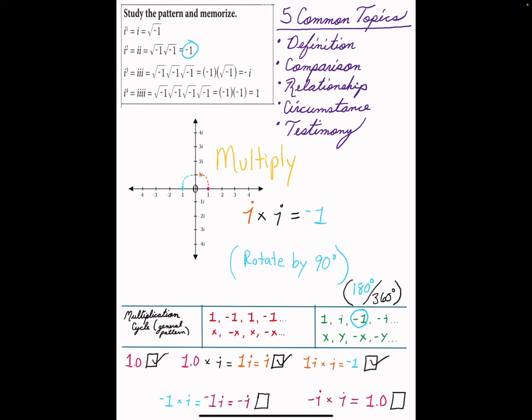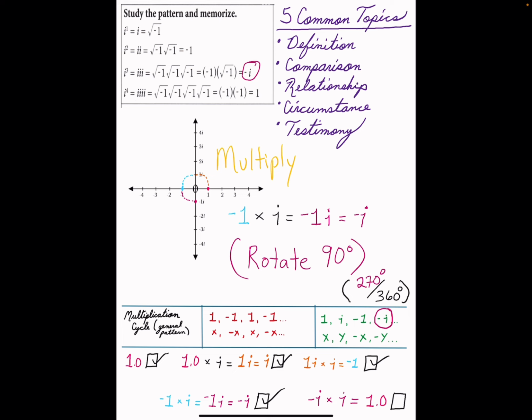We're going to our next one, which is that we're going to take that I that we were at, which is right here, the 1I, which is the same as I. We're going to multiply by I again, and we're going to land at -1. We have rotated by 90 degrees again. We are at a total of 180 out of 360 total degrees rotation. And you can see that we are in our third of the cycle, which is -1. And here you can see it up here.